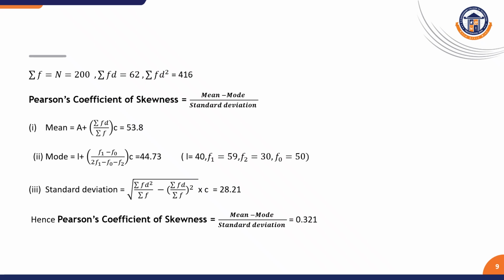Then for standard deviation, we can use the formula square root of (summation FD square by summation F minus (summation FD by summation F) whole square) into C, that gives this value. Hence Pearson coefficient of skewness is (mean minus mode) by standard deviation. We will get 0.321.